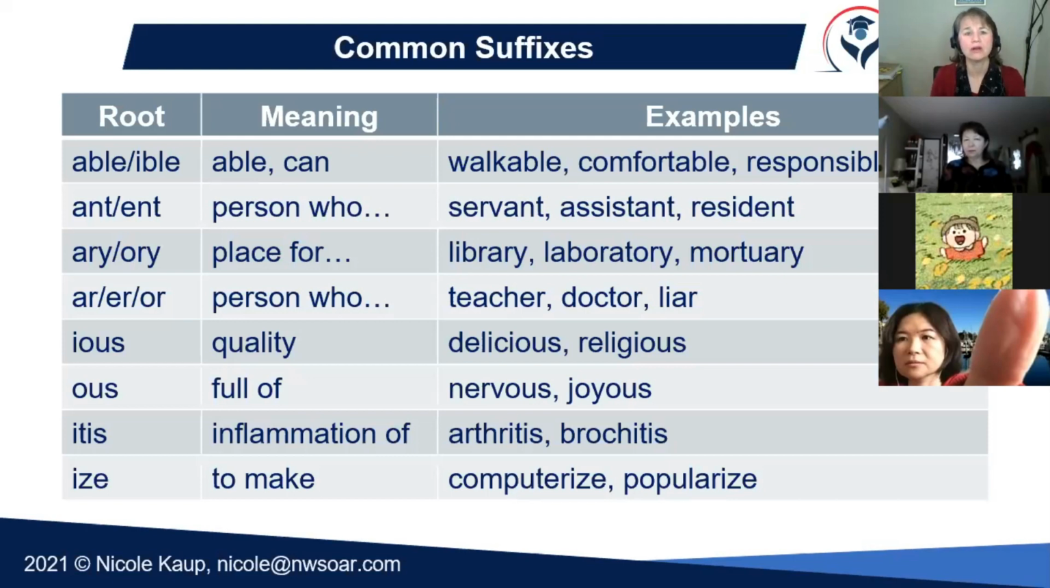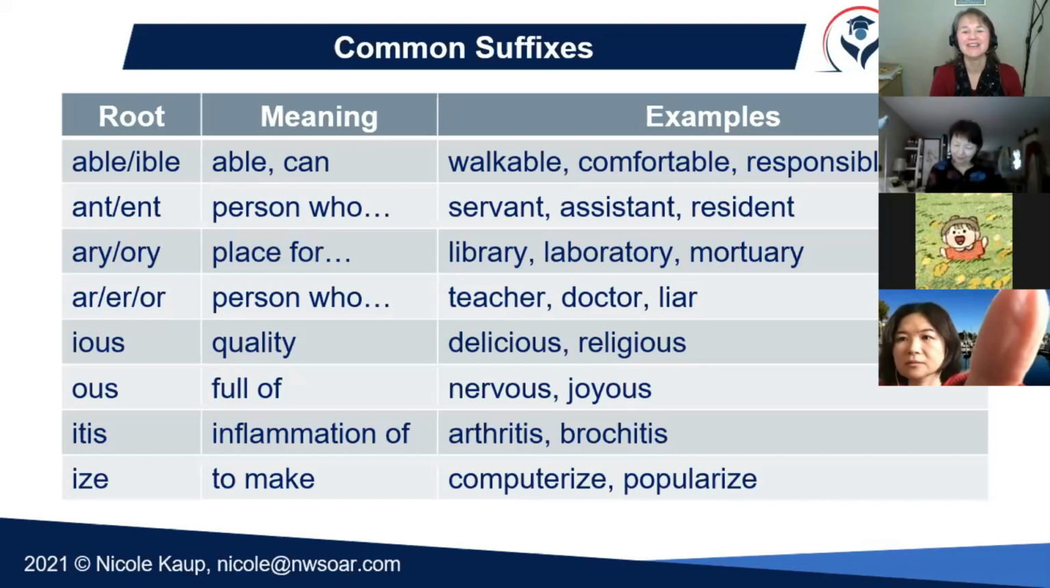AR, ER, and OR are also people. So you'll notice teacher, doctor. You can also see things that are not professions, like the word liar or the word beggar. They're not necessarily professions, but many of them are. Yes, liar is a profession, especially if they are politicians.